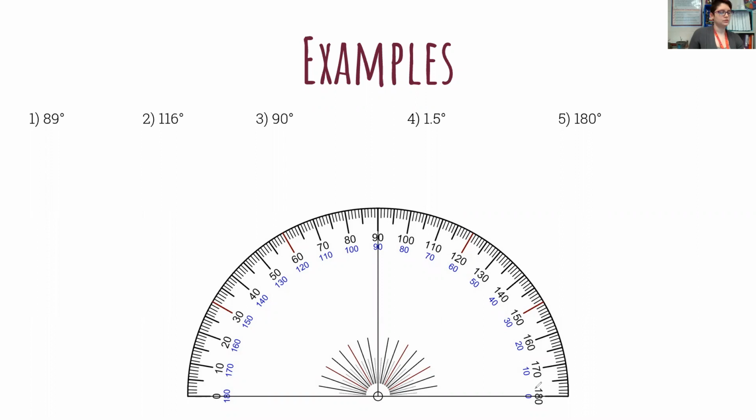Well, let's use the black numbers. So we go up to 89. We see that 89 right here is just below 90. So it's just smaller, but that still makes this an acute angle. Okay, our next one, 116. So go to 110, 115. One past would be 116 degrees. You can see that this is an obtuse angle.